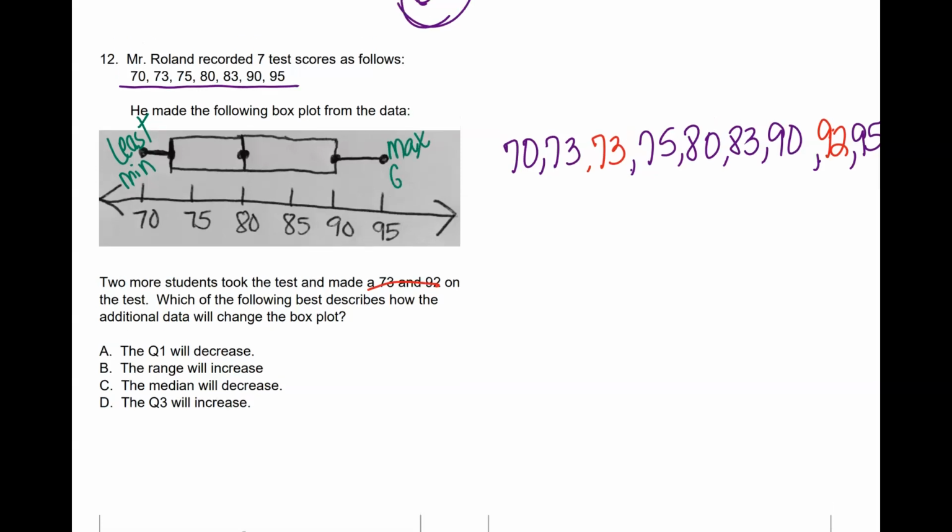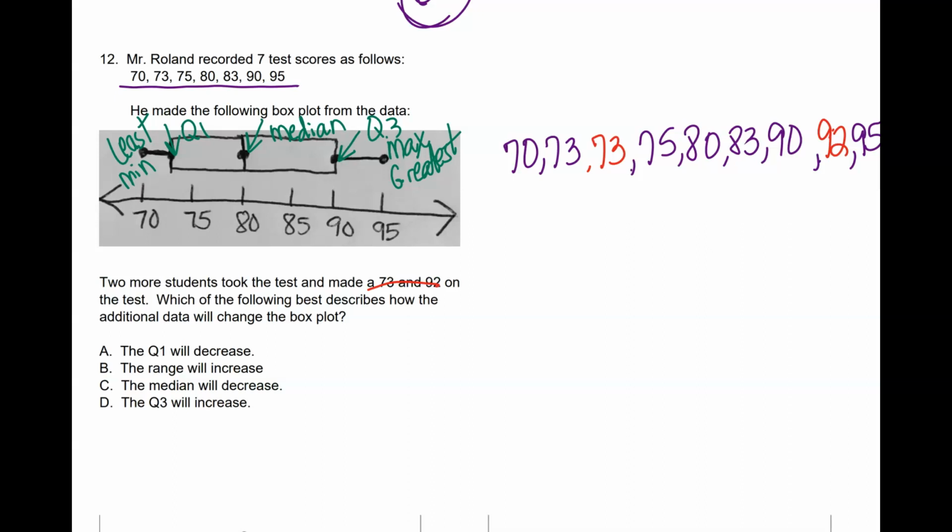So that's going to be our greatest. Okay, the dot that's inside the box, that is your median, middle number. And starting the box is Q1, ending the box is Q3. Okay, so let's see how the extra set of test scores will change the box plot.